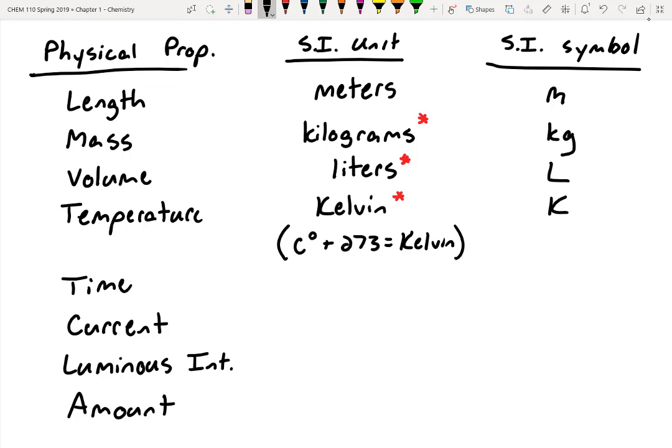All right, time is an easier one. How do we measure time? Seconds. Which is easy. The symbol for seconds is just lowercase s.